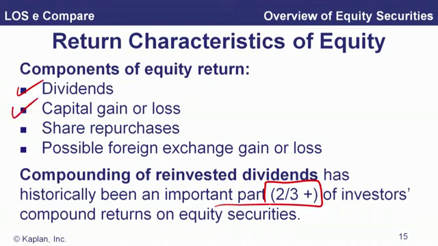We can also have capital gains or losses. That is, we buy it for 100 and it goes up to 120 or down to 80. There can be share repurchases, which is like a dividend, and we'll talk about that in more detail elsewhere. That is where the firm is buying its own stock, so it is effectively disgorging cash to shareholders. And then there can also be a foreign exchange gain or loss if you're buying equity securities that are not denominated in your home currency.